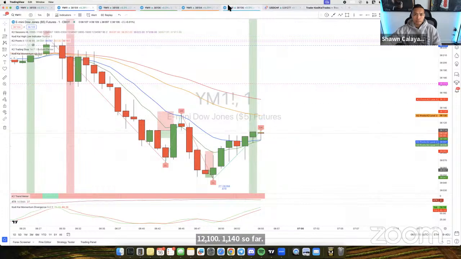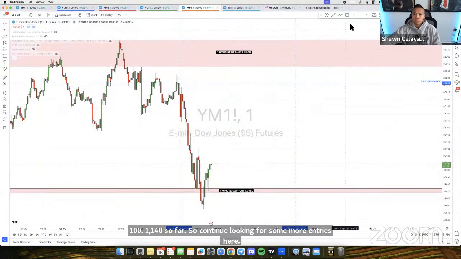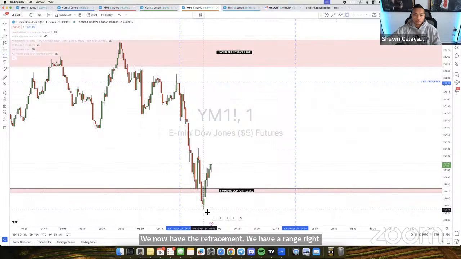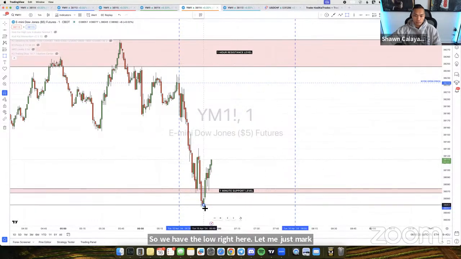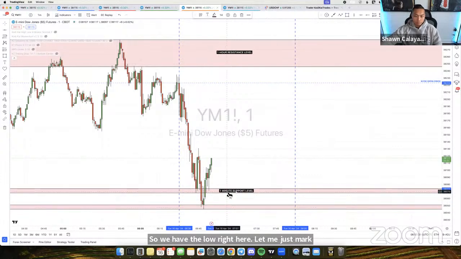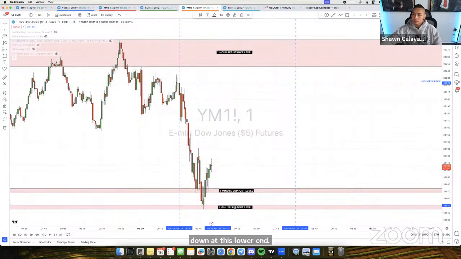So continue looking for some more entries here. We now have a retracement. We have a range right here where price is currently moving. So we have the low right here. Let me just mark this up down at this lower end.